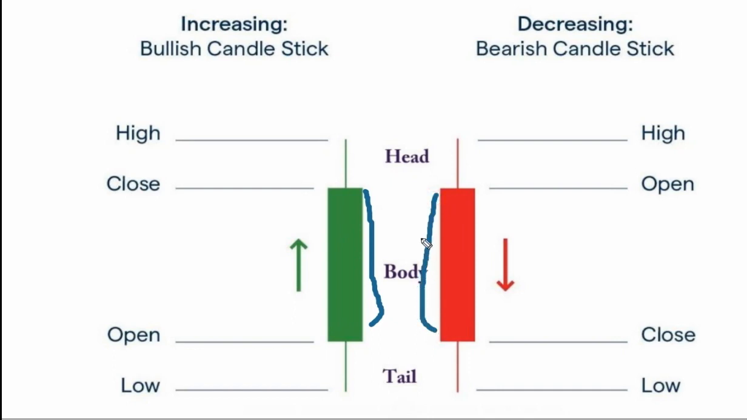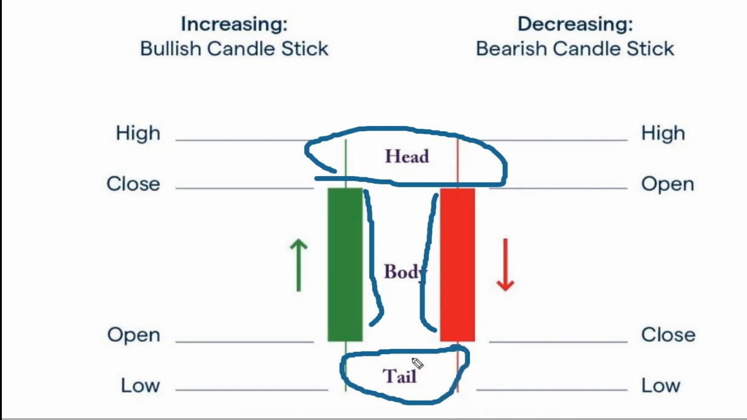There are mainly three components of the structure in the candlestick. One is the body, which is the difference between open and close. Second is the head, which is the difference between high and close, or high and open, and the tail, the difference between open and low. These parts are also known as wicks, head and tail, and according to price action we can find an interesting pattern according to the ratio and size of head, body and tail.